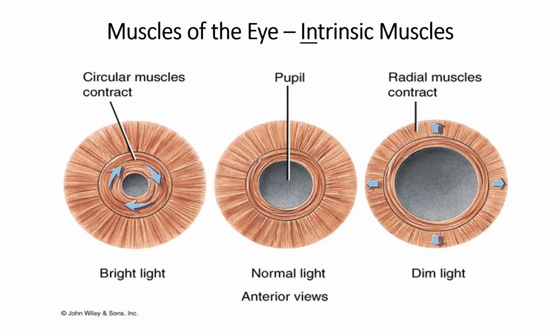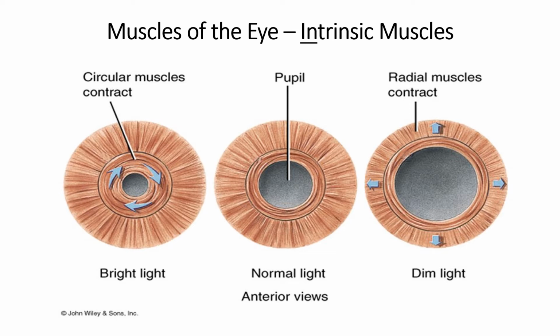The intrinsic muscles are muscles that are part of the eye. They're not outside the eye. They're not attached to the exterior. They are inside the eye. They are in the interior of the eye. And we've got two muscles. We've got circular muscles and we've got radial muscles.